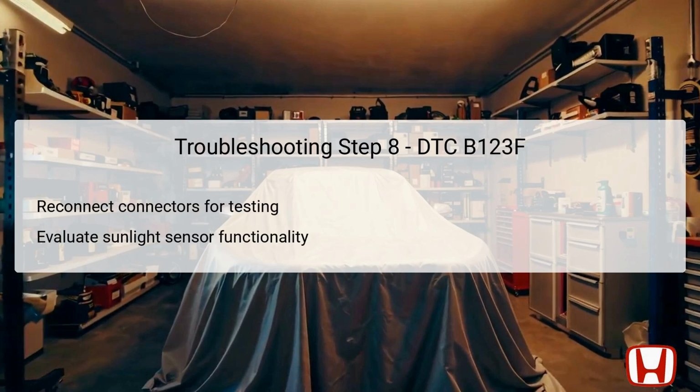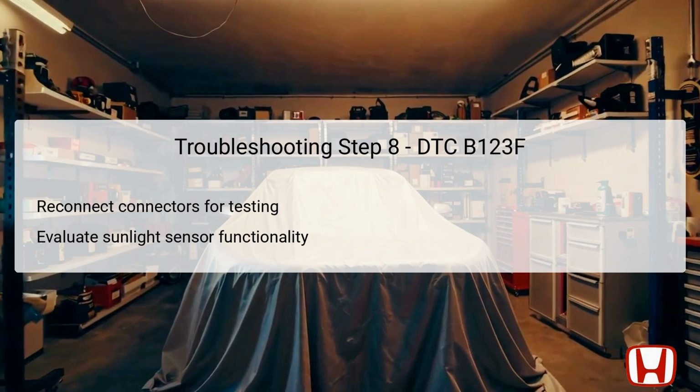In troubleshooting step 8, you will reconnect the previously disconnected connectors to evaluate the functionality of the sunlight sensor. This includes reconnecting both the climate control unit connector A, 32P, and the sunlight sensor 2P connector. After ensuring all connections are secure, conduct a test on the sunlight sensor to determine if it operates as intended.